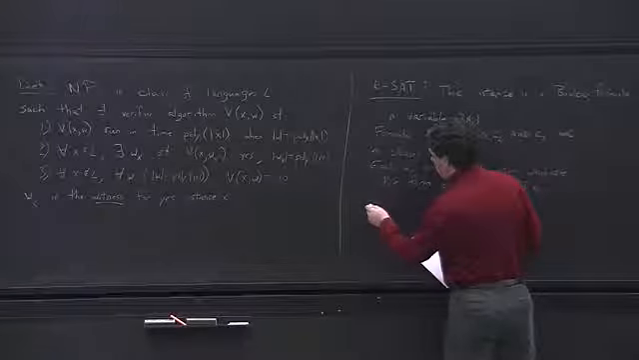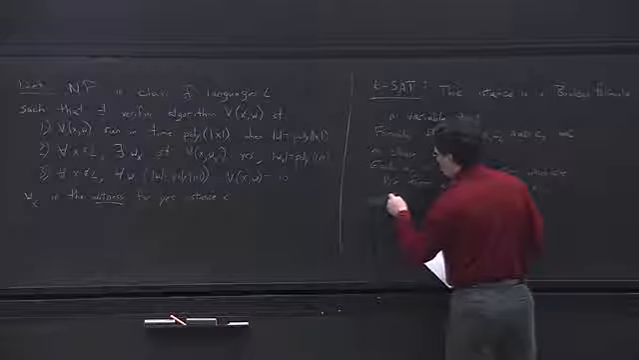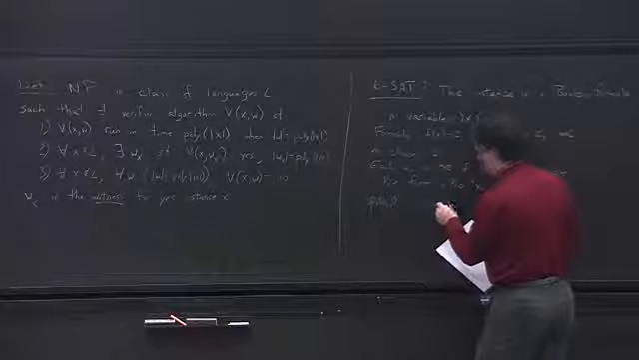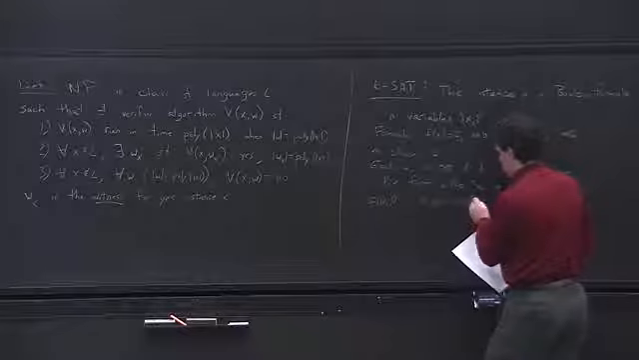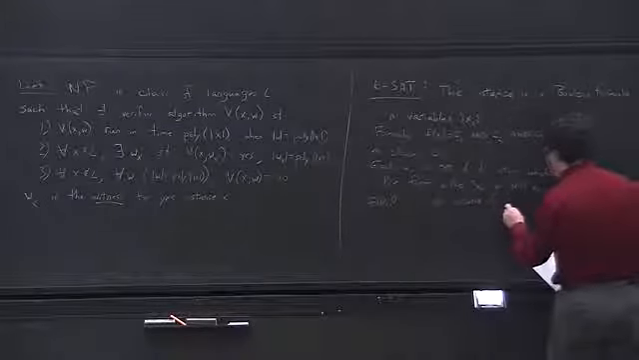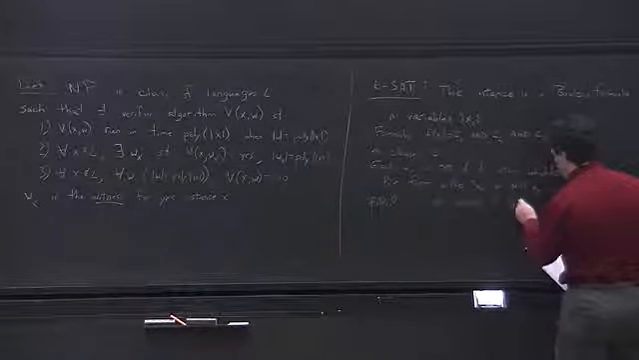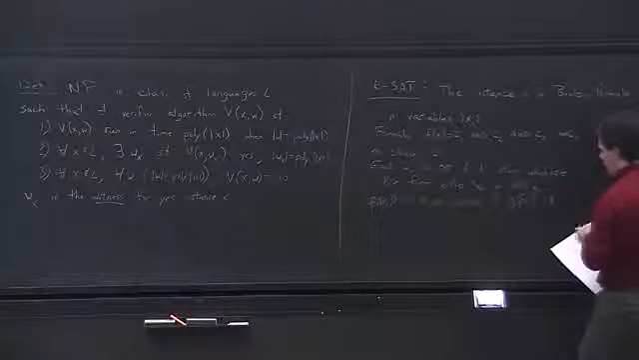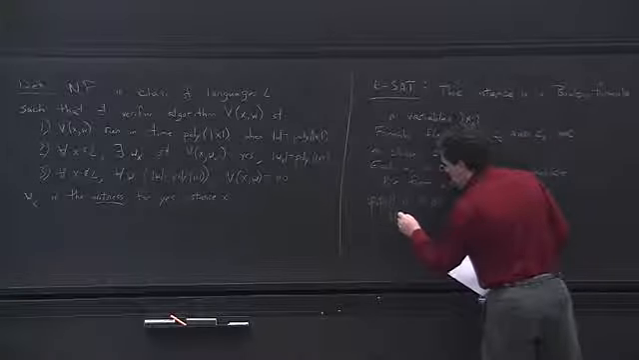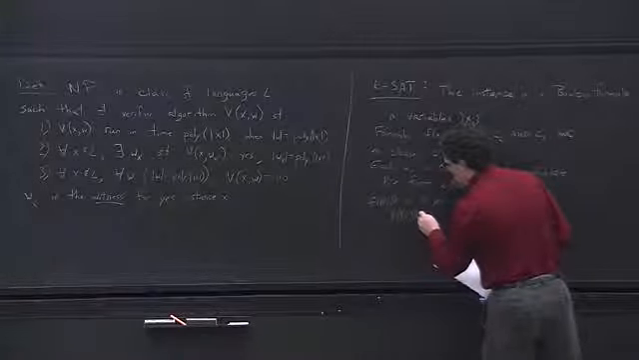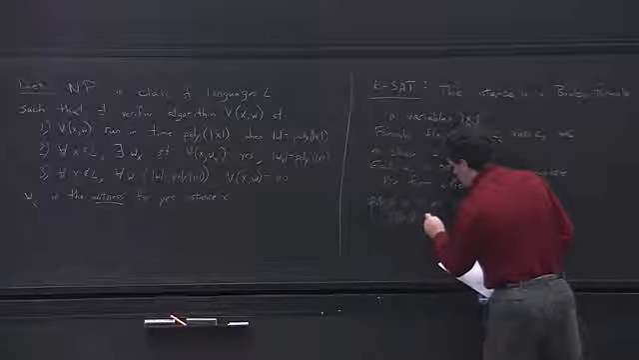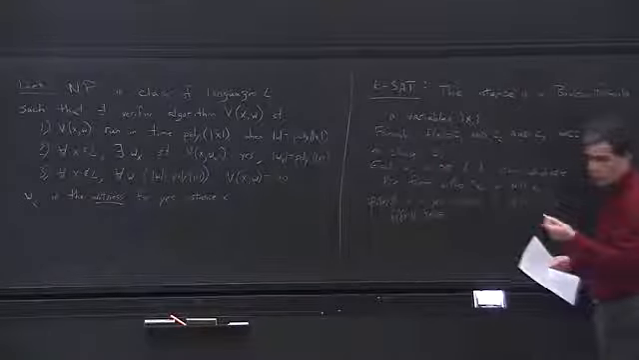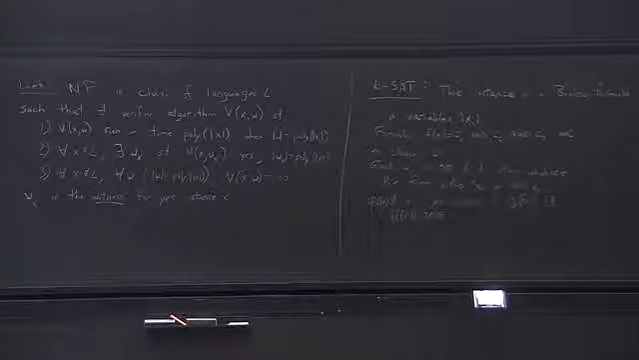Sorry, we have the formula, and it is a yes instance if there exists some assignment to the variables such that this formula evaluates to true. And it's a no instance when there isn't such a satisfying assignment.